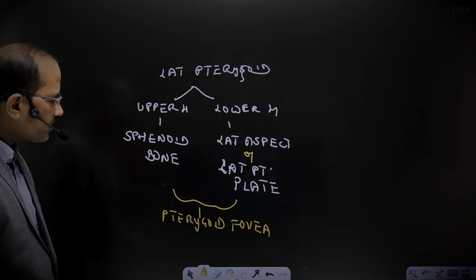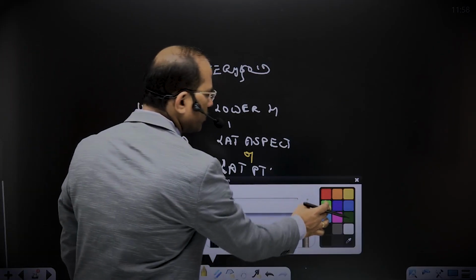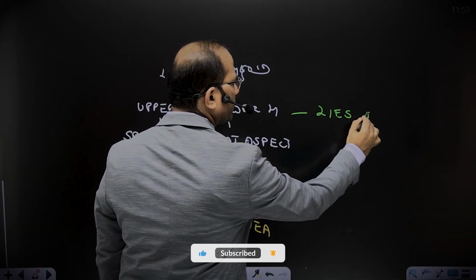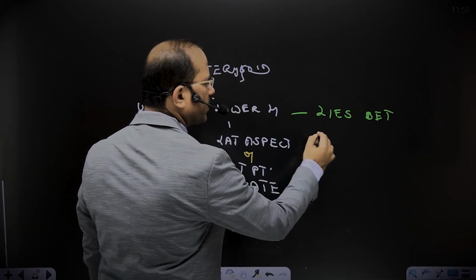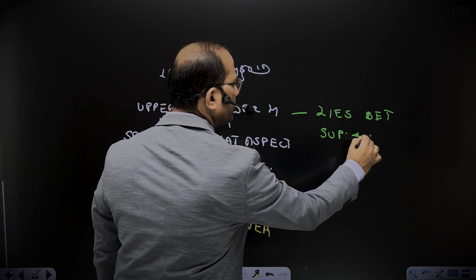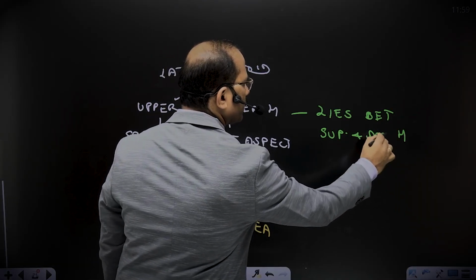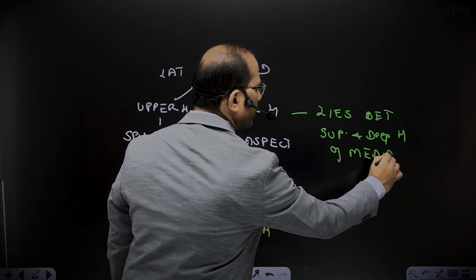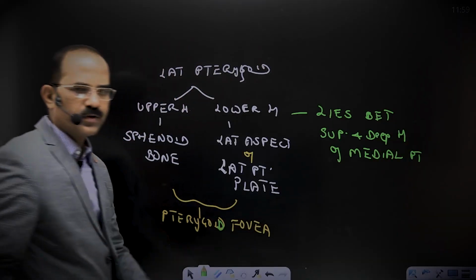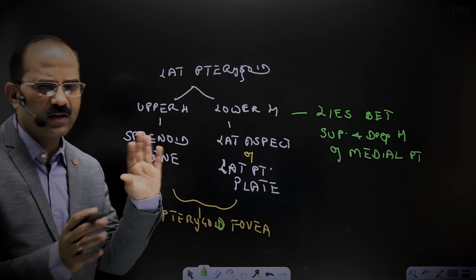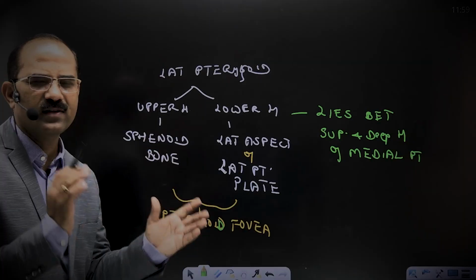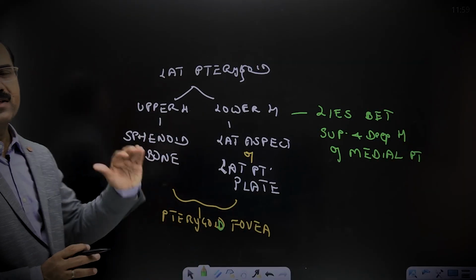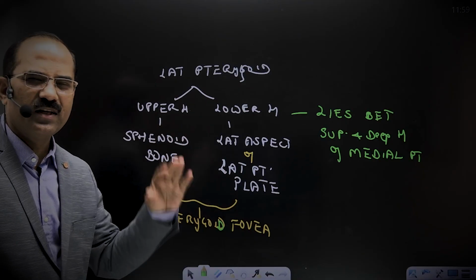Clear? One more point: the lower head of lateral pterygoid lies between the superficial and deep heads of medial pterygoid. Students, you're getting oriented to this now. This part is slightly complicated and difficult; the rest is easy. So the lower head of lateral pterygoid lies between the two heads of medial pterygoid, the superficial and deep head.